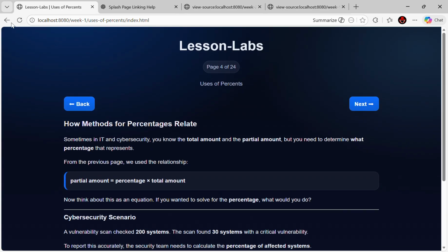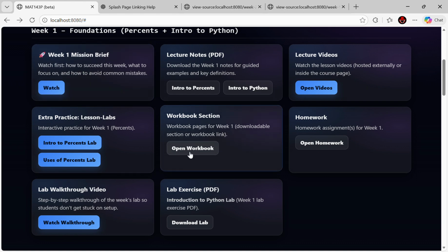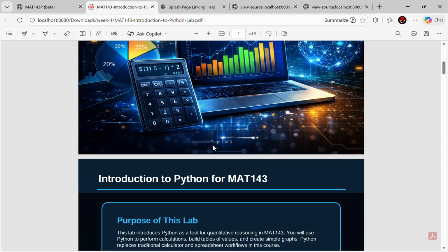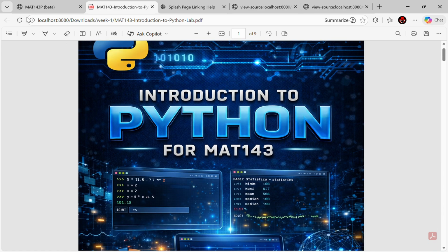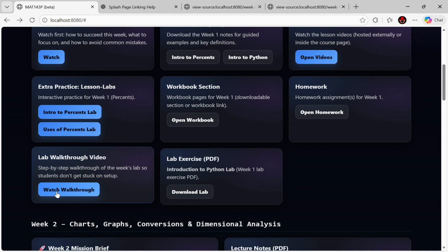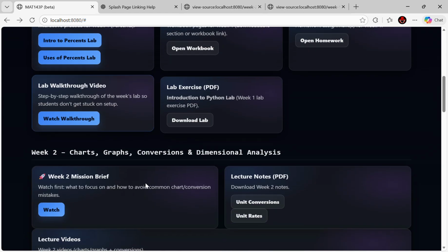And then what else we got going on here? I gotta put the workbook in there because we do have a workbook. There should be a lab. It opens up the lab, so the lab is working. That's a fillable PDF for the lab, so you can work right in there. I got to put the walkthrough video. Once you click that, a video walkthrough will come up.